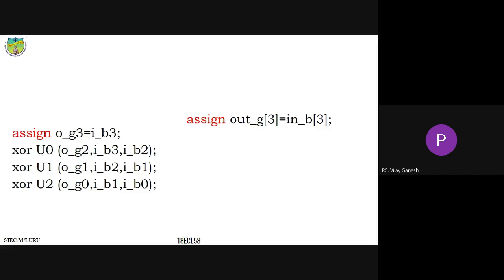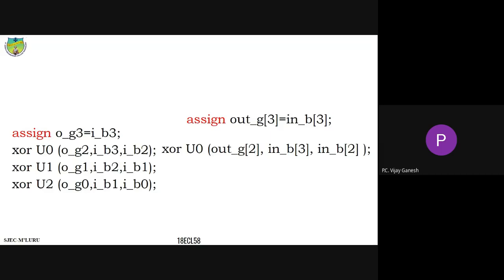The output variable we have named out_g, so you get out_g, and instead of 2 I write it within the square brackets as 2. Now I access the second location. Similarly, for the input side, instead of i_b3, I can write in_b[3]. Similarly, i_b2 becomes in_b[2]. So this is the equivalent statement for the left-hand side of U0.